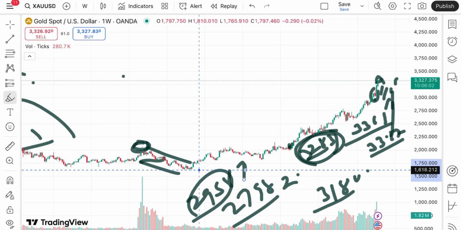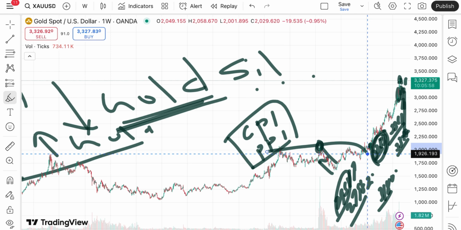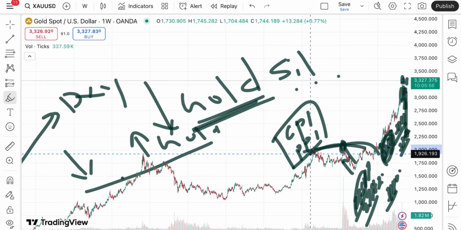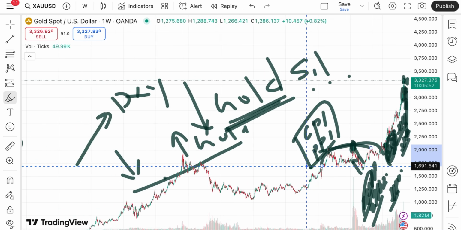Okay, and chances are high it will move up above this level, because whenever it moves out of a zone, we have seen it does not come back to that particular level. Very rarely it comes to this level.